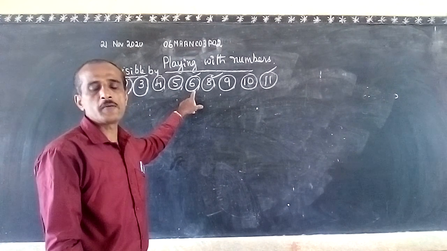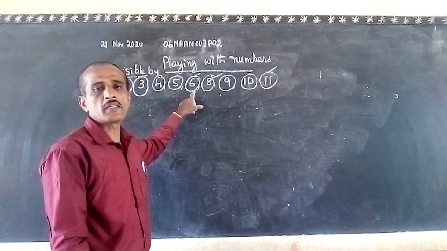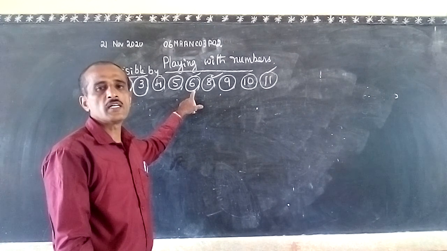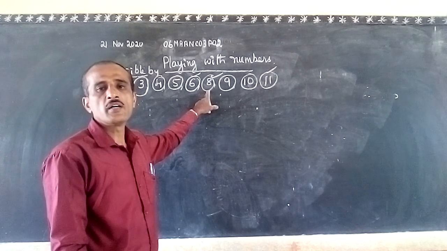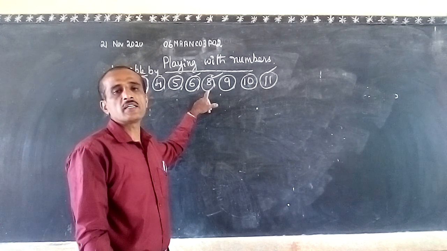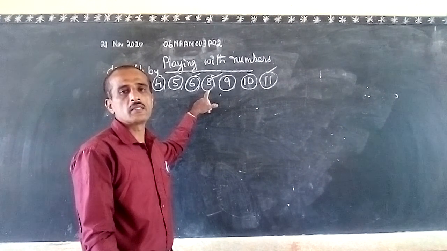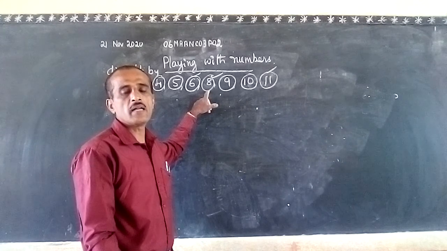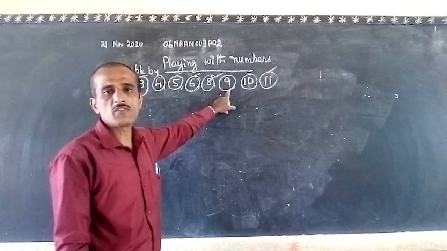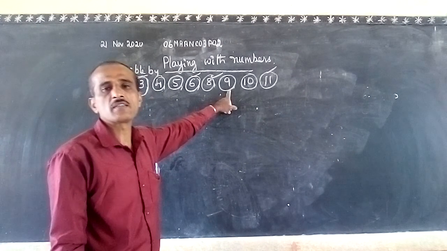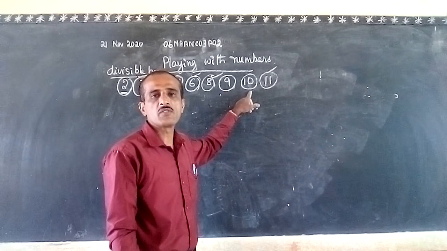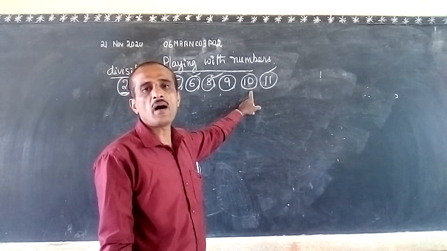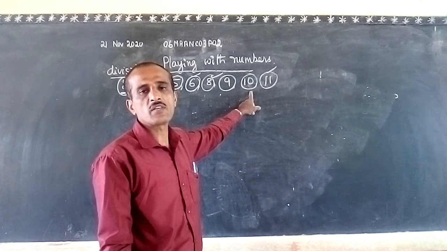How to search a number is divisible by 6? If the given number is divisible by both 3 and 2, then such a number is divisible by 6. How to search a number is divisible by 8? If the last 3 digits of a number are divisible completely by 8, then such a number of 4 digits or more is divisible by 8. How to search a number is divisible by 9? If the sum of the digits is divisible by 9, then such a number is also divisible by 9. How to search a number is divisible by 10? If the last digit is 0, then such a number is divisible by 10.